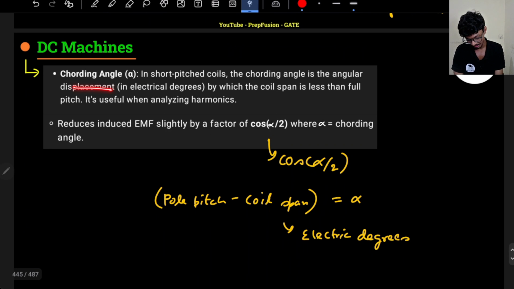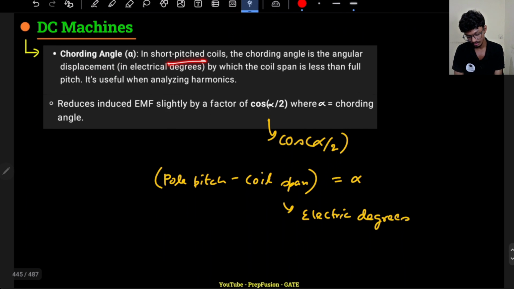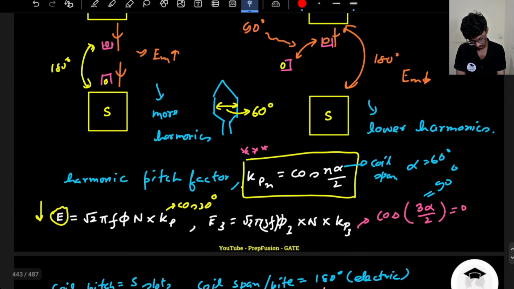So this is the cording angle. In a short pitch coil, the cording angle is the angular displacement in electrical radians or electrical degrees by which the coil span is less. Okay, sorry, there I mentioned it wrong. Sorry, my bad. This alpha, right, is the cording angle. Sorry, this is not the coil span. I'm really sorry.